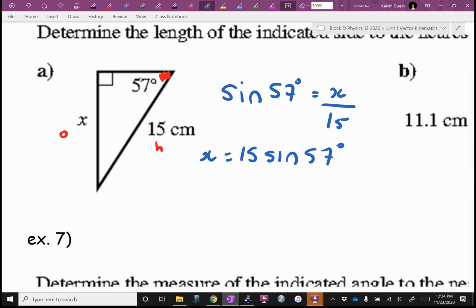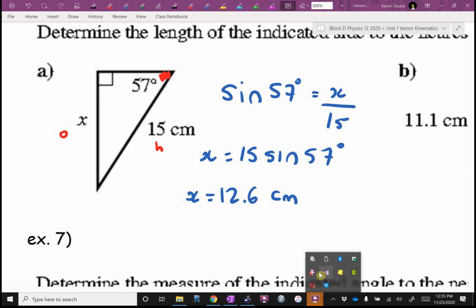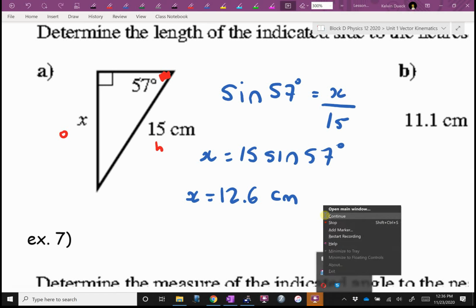Noah, did that work okay, or you got the wrong answer? Okay, I'll come look at yours in just a second. Let me write down the answer. X equals 12.6 units, centimeters. If you did not get that, now is your chance to raise your hand, and I'll come around and look at it.